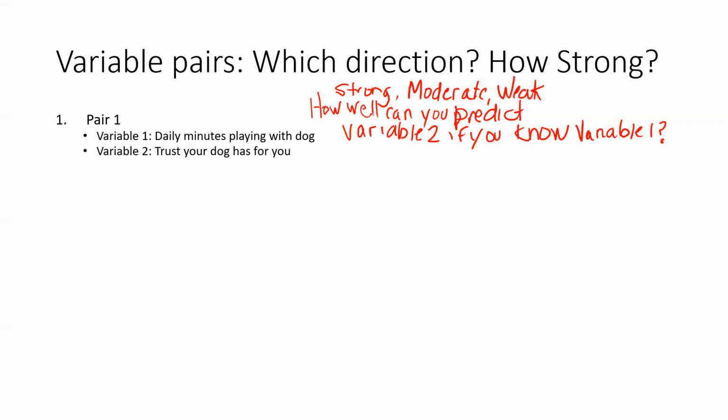I'm not getting answers. So let me hear, Donovan, do you have any thoughts on this? I see some moderates and a strong. What do you think, Donovan? Do you have a perspective on this? How well could you predict trust if you knew the minutes playing with the dog?